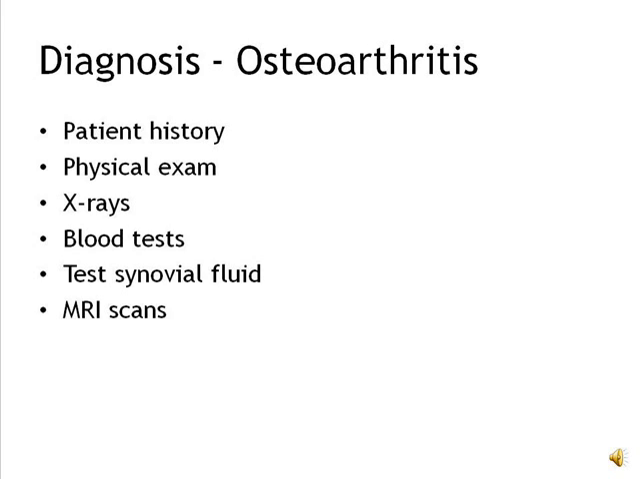Tests that might be ordered to diagnose osteoarthritis of the shoulder include x-rays and blood tests, mainly to look for rheumatoid arthritis, but also to exclude other diseases. Removal of synovial fluid, which is the lubricating fluid in the lining of the joint, just for analysis, can also be one of the tests that you might want to order. And MRI scans are also an option.